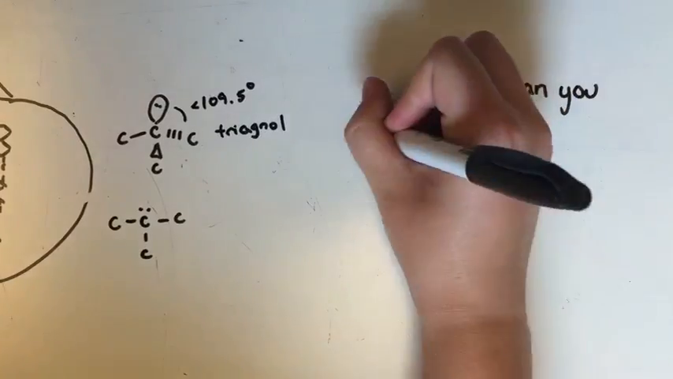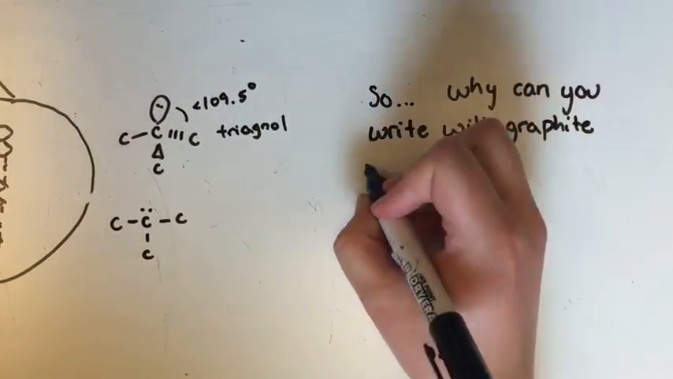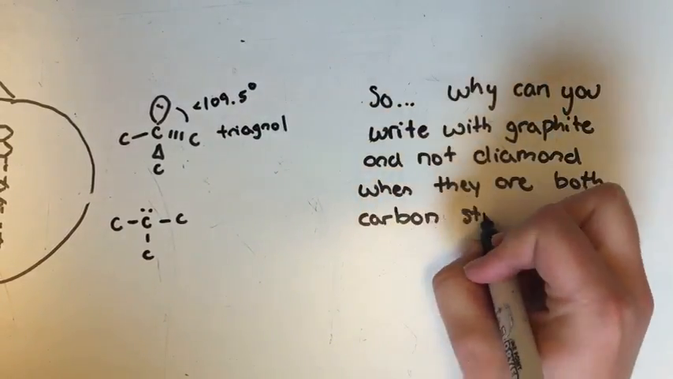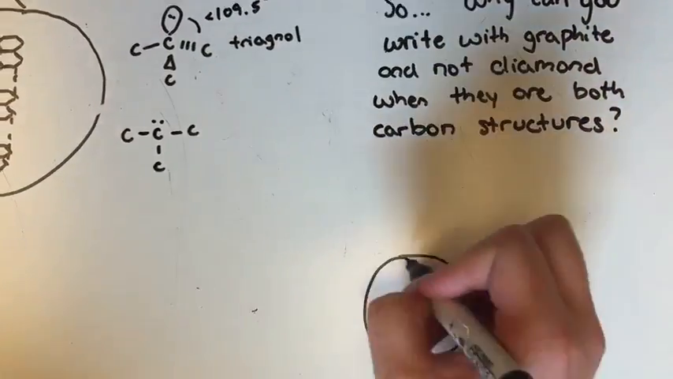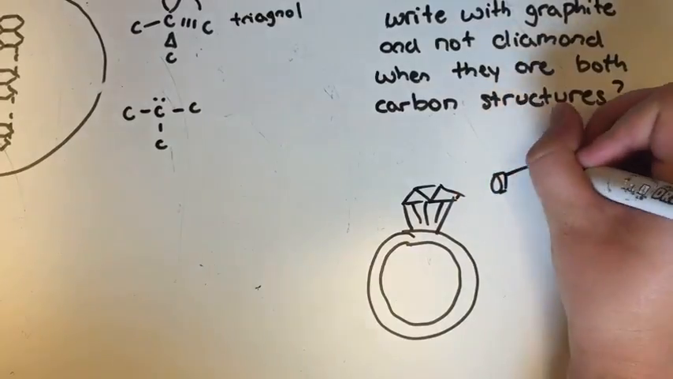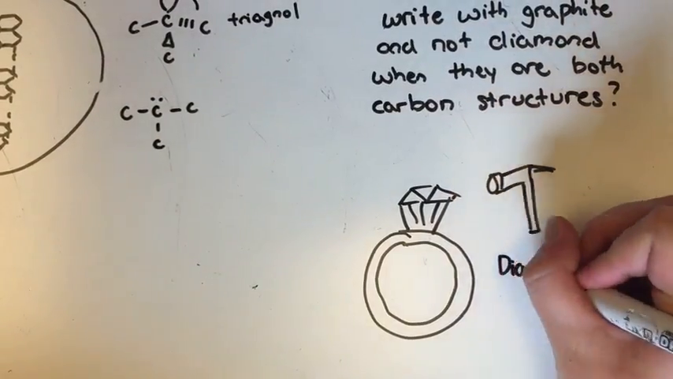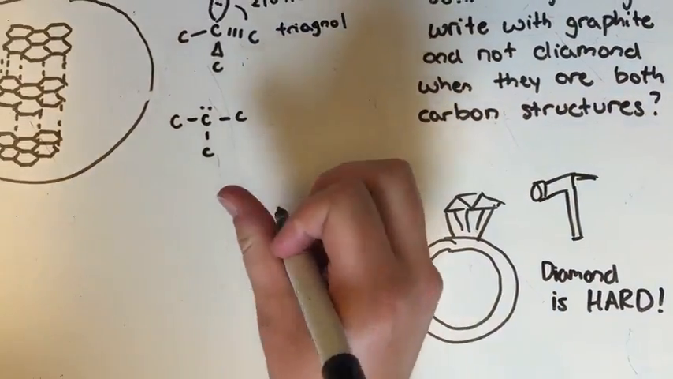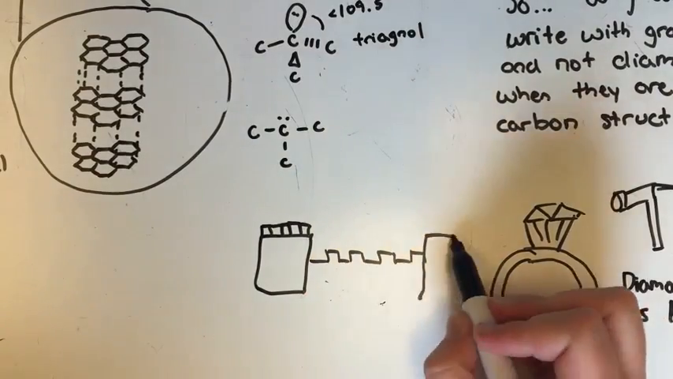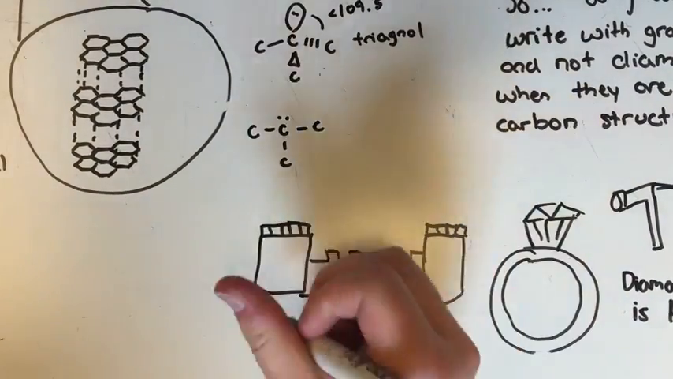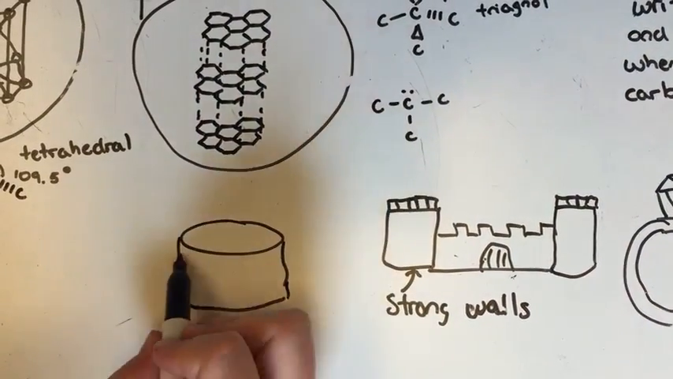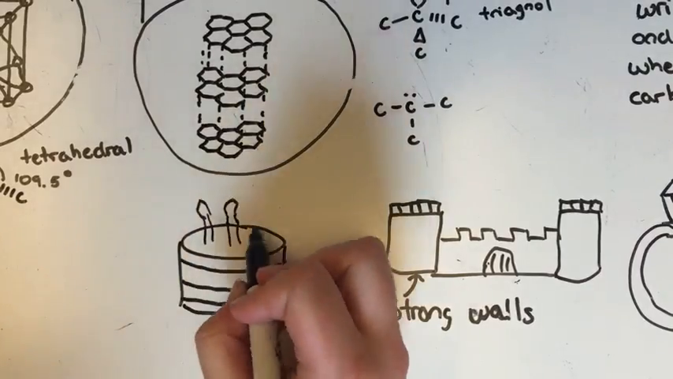So why can you write with graphite and not with diamond, even though they're both carbon allotropes? This is because diamond is very strong and has that very strong matrix that we talked about earlier. On the other hand, graphite has layers that come apart when you write because they're held together by weaker intermolecular forces. We can make the comparison between diamond being a castle with strong reinforced walls and graphite being a birthday cake that's soft and has many layers that can be peeled apart.